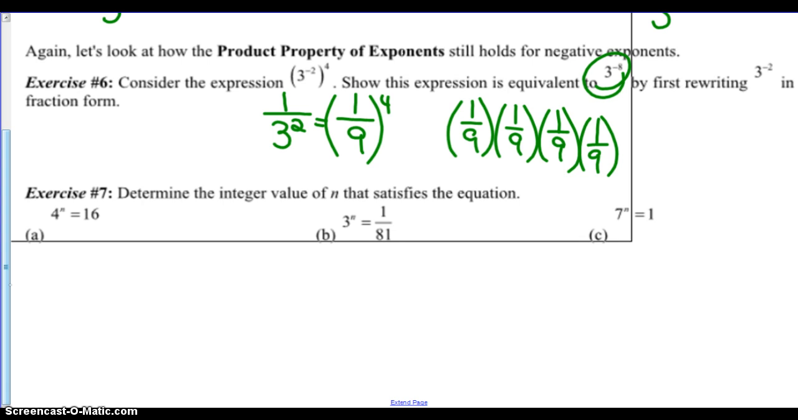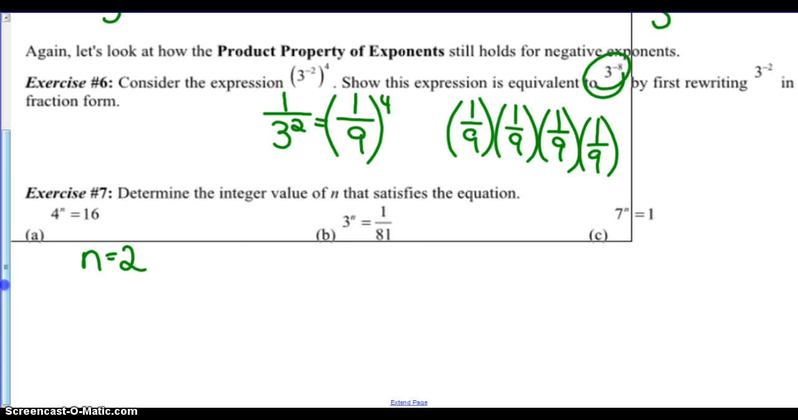All right, so now we're looking here and we're just starting to think about what is going on. Determine the integer value of n that satisfies the equation. So now you're almost having to think backwards. So basically, 4 to what power is 16? So you might want to just start thinking, okay, 4 times 4, 4 times 4 times 4 times 4. And you know that if you end up with 4 times 4, you are going to get 16. So this will be n to the 2nd, or n equals 2.